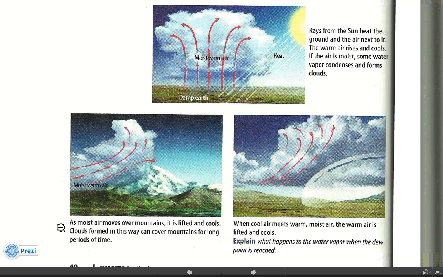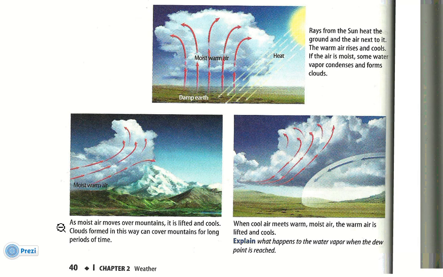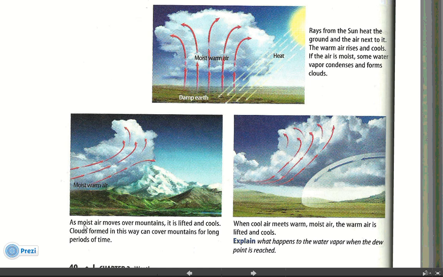Here's the second one. As moist air moves over mountains, it is lifted and it cools. Okay, we know that cold air makes clouds. Clouds formed in this way can cover mountains for long periods of time. Okay, and then we have a front. When cool air meets warm, moist air, the warm air is lifted and it cools. Okay, because cool air is denser and it's more tightly packed.